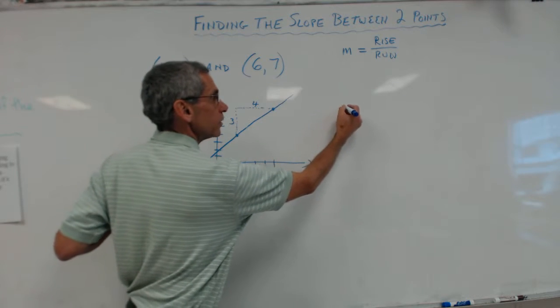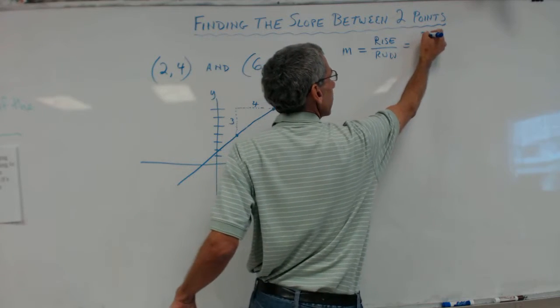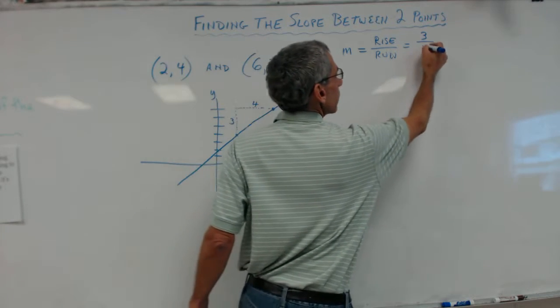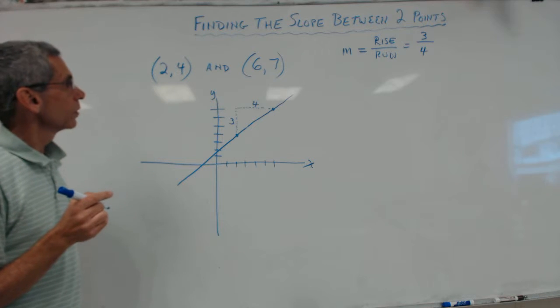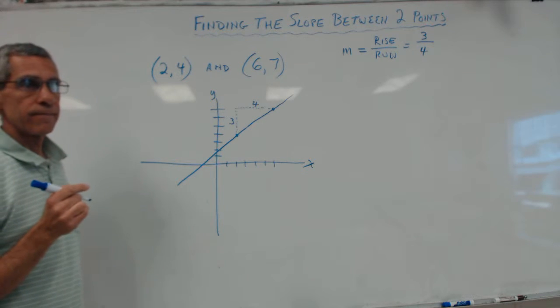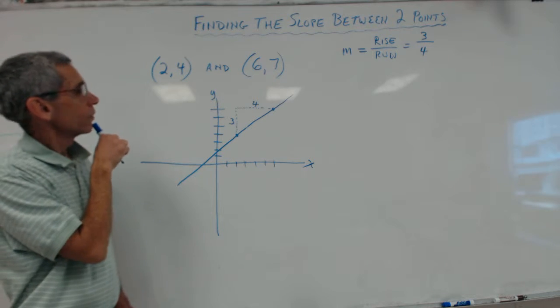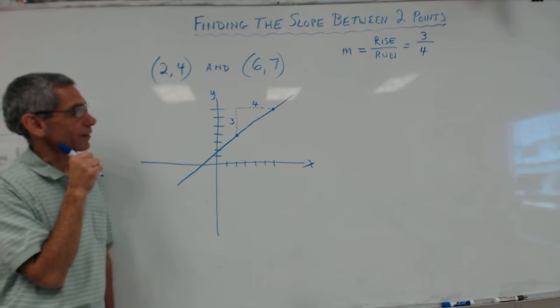Yes. So my rise was 3, so in this case it was 3 on the top, and my run was 4. So yes, you got the right idea. If you subtract 4 from 7, you get the 3. And if you subtract the 2 from the 6, you get the 4. So do you have to do that? Yes, that's it. Exactly.